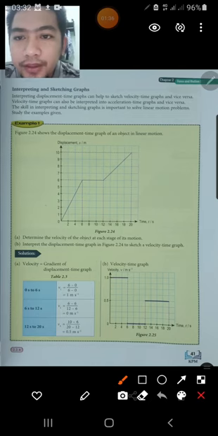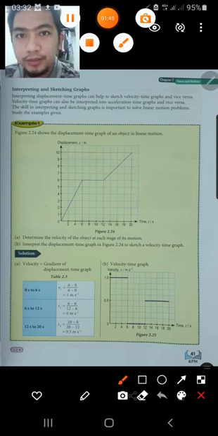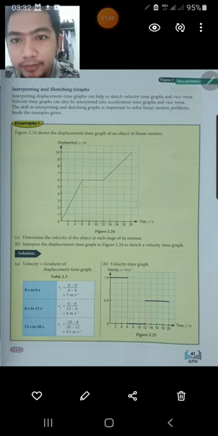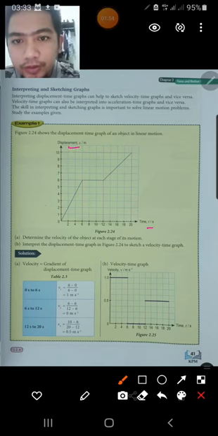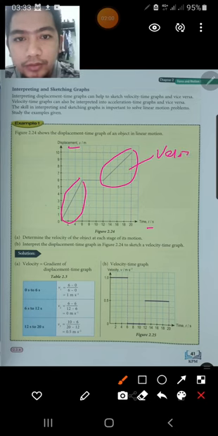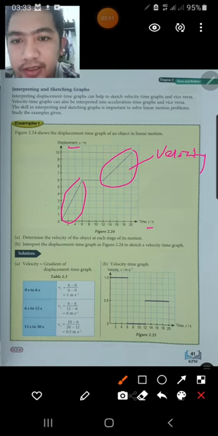Example 1. Figure 2.24 shows the displacement time graph of an object in linear motion. So this one, it gives a displacement time graph, displacement against time. Its gradient is referred to as velocity. Question A: determine the velocity of the object at each stage of its motion. So we have to calculate one by one: stage 0 to 6, 6 to 12, 12 to 20.